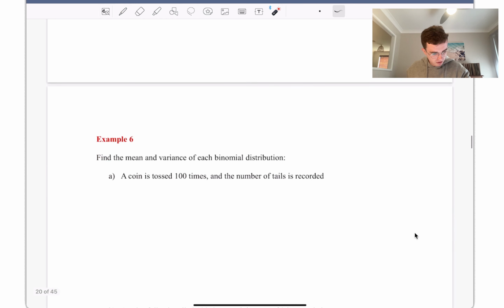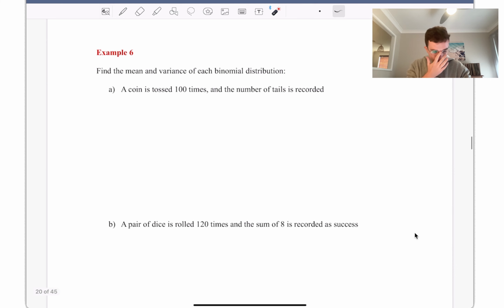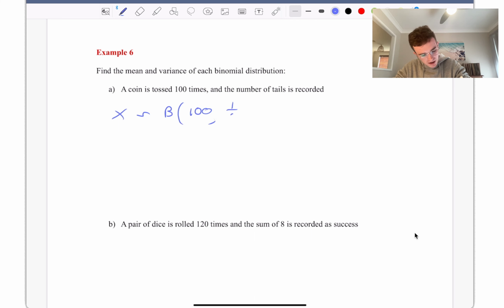Okay, I'm going to skip those graphing ones, they're quite annoying. Example 6, finding the mean and variance of a coin being tossed 100 times and the number of tails is recorded. Let's write it as a binomial distribution. So X belongs to a binomial distribution of 100, and the probability of success is a half. So we're tossing it 100 times. We're looking at the variance and the mean, sorry.